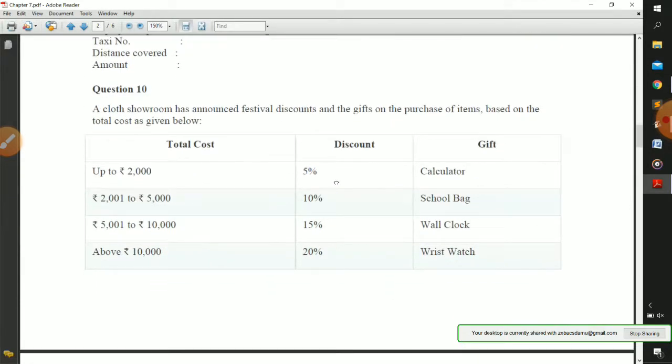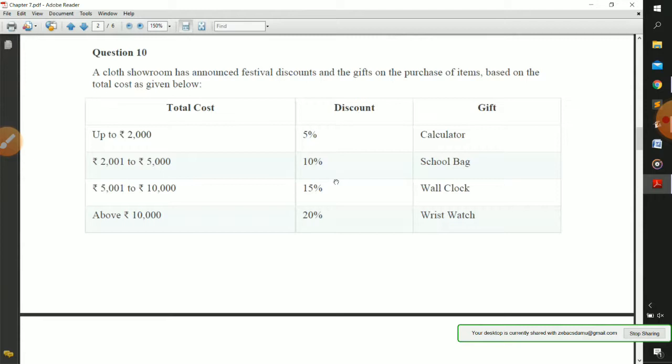Question number 10. A clothes showroom has announced festival discounts and gifts on the purchase of items based on the total cost as given below. Now, depending upon this total cost, a clothes showroom has defined some discount percentage and some gifts.